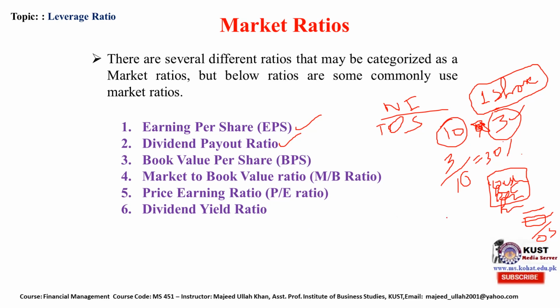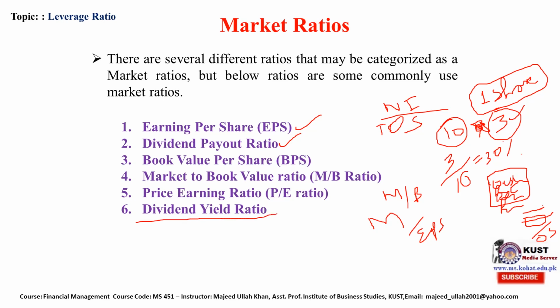Market to book value. When we calculate book value, we compare it with market value, that is the price quoted on the stock exchange, divided by book value. It is called the market to book ratio. Price earning ratio or PE ratio means market price of the company divided by earning per share. It is called the market price earning ratio.